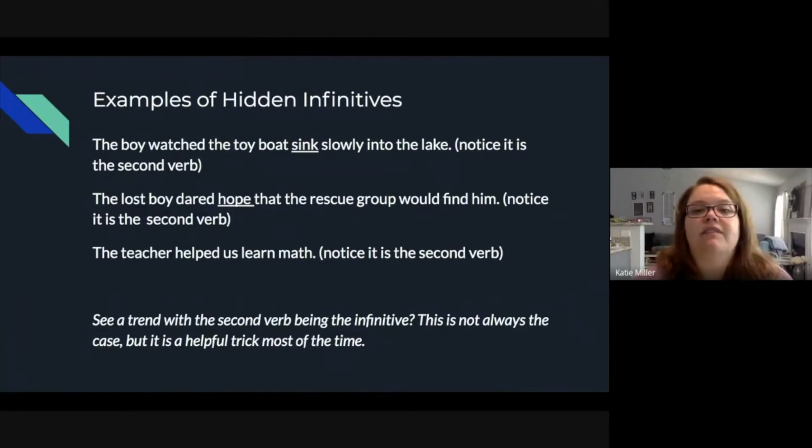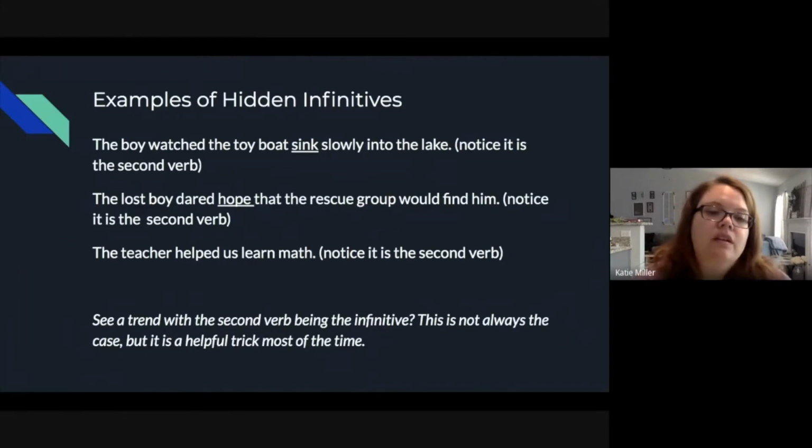These are the infinitives that don't have a to. Think hidden, no to, right? There's something that's hidden. So: the boy watched the boat sink slowly into the lake. Now, the main verb is watched. It's what the subject, the boy, is doing. So that's not the infinitive. You've got to find the other verb, and it will typically be the second verb. So we go to sink. The reason this is hidden is because if I were to say the boy watched the boat to sink slowly into the lake, that makes no sense. But sink is still an infinitive because it is acting as a noun, an adjective, an adverb, right? It's acting as one of those things that an infinitive pretends to be.